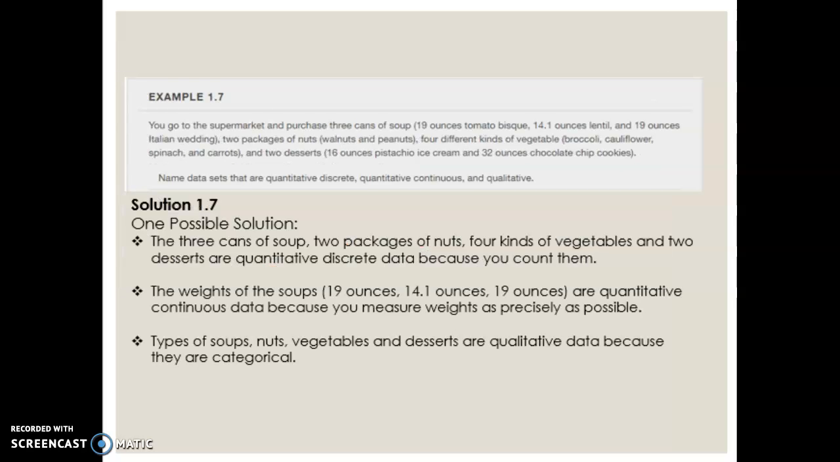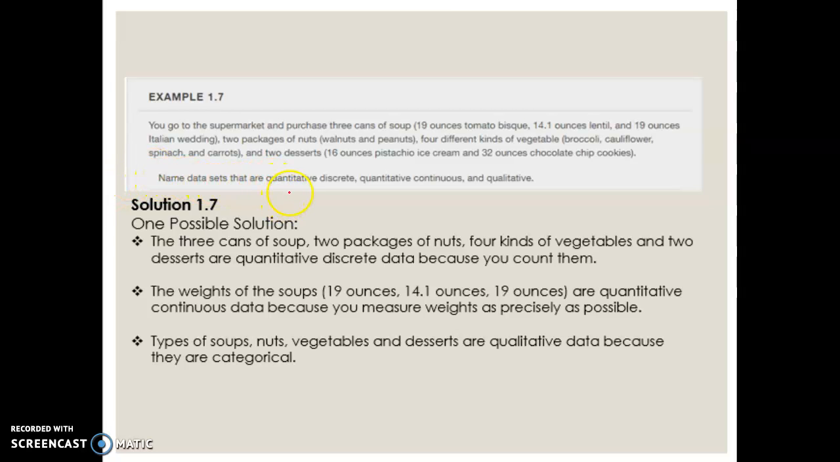So, example 1.7, you go to a supermarket and purchase 3 cans of soup, 19 ounces tomato bisque, 14.1 ounces lentil, and 19 ounces Italian wedding. 2 packages of nuts, 4 different kinds of vegetables, 2 desserts, and 32 ounces of chocolate chip cookies, just your type of desserts. Name data sets that are quantitative discrete, quantitative continuous, and qualitative.